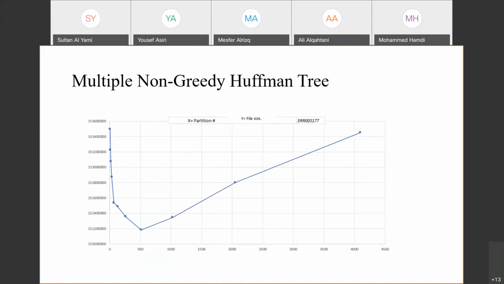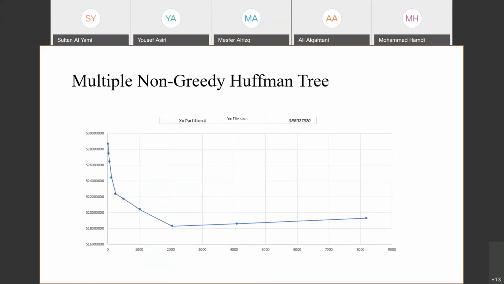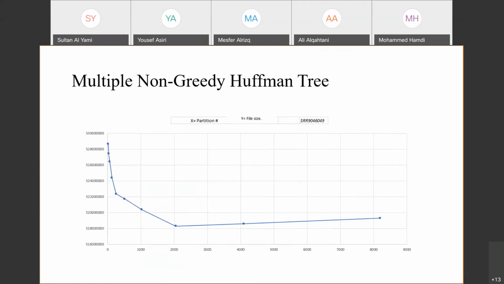For the FASTQ files, the first file's compression ratio kept improving until P was around 500. Then after that, it kept degrading. Then it reached the compression ratio of the single non-greedy Huffman Tree at around 4,000 partitions. The second file's compression ratio kept improving until P was around 2,000. Then it degrades, and when we reach more than 8,000 partitions, it still has a better compression ratio than the single tree. The last file's compression ratio gain also kept improving until around 2,000. Then it degrades, and when we reach more than 8,000 partitions, it still has a better compression ratio than the single Huffman Tree.